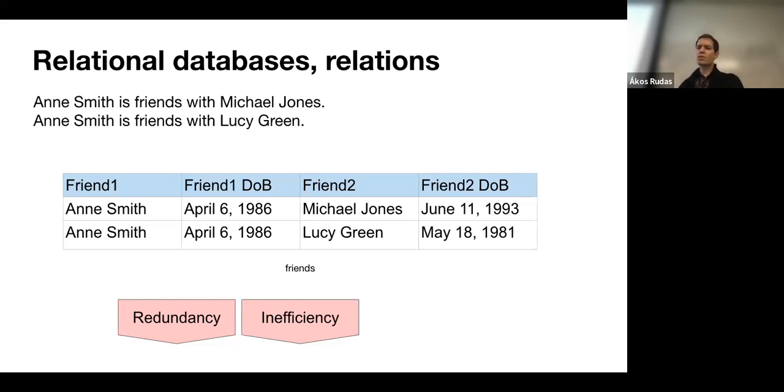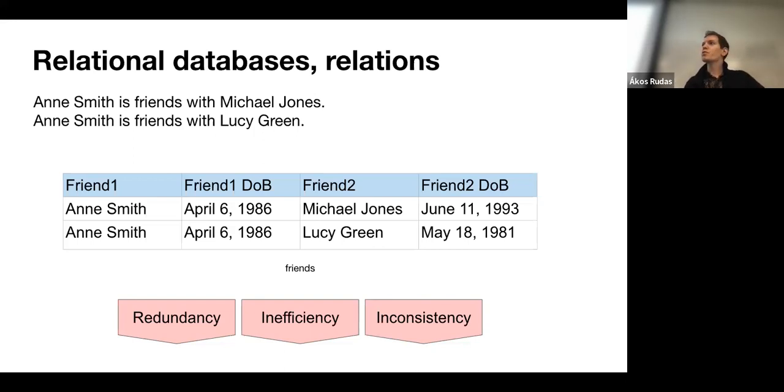Okay, so what if Anne stops being friends with Lucy? And we remove the second row from this table. Will we still know when Anne Smith's birthday is? Yeah, we know. Do we know when Lucy's birthday is? No. So it doesn't really make sense, right? That a person stops being friends with other people in the data set and we lose their date of birth. So this is also an inconsistent way of storing our data.